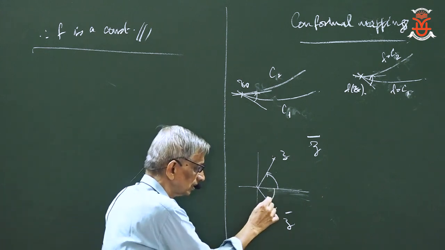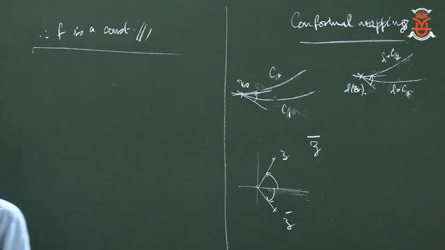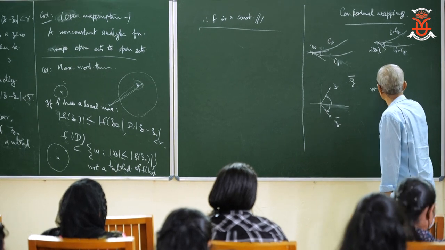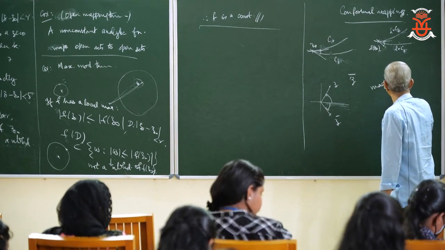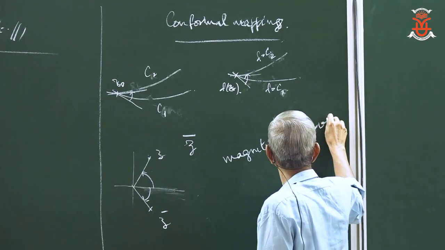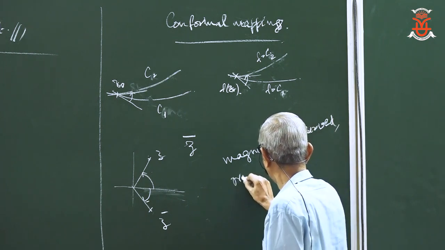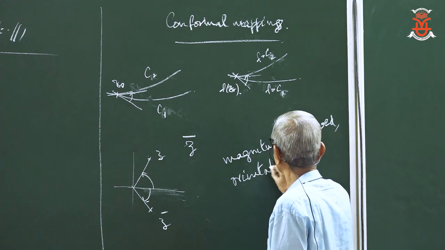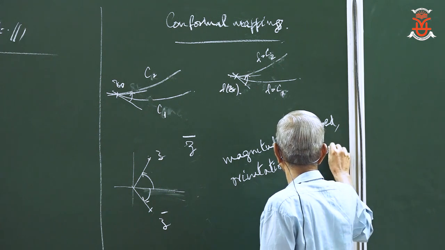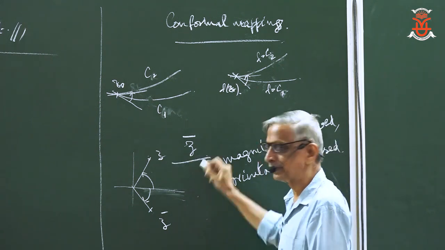Now the angle is this. So the magnitude remains the same, but the orientation is the opposite in this case. Right? So magnitude preserved, orientation reversed, for this example.